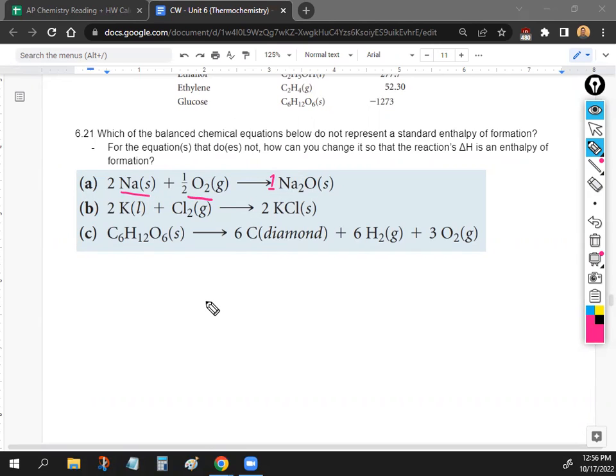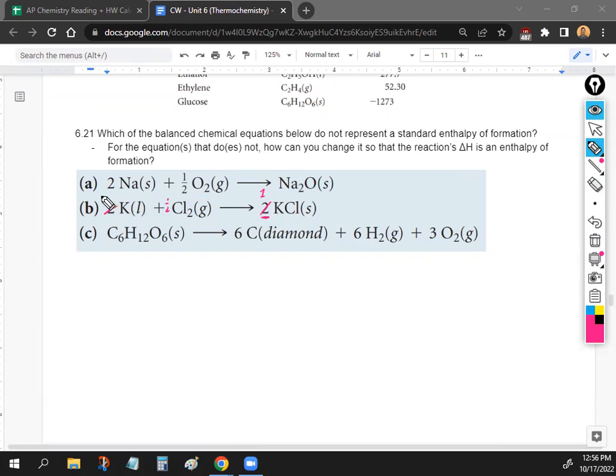Okay. All right, so speaking of metals being solids when they're stable, what about B? What do you guys think? No, why? Yeah, first of all, it's making 2 moles of a product. So how can we change it? We can make it 1 mole.